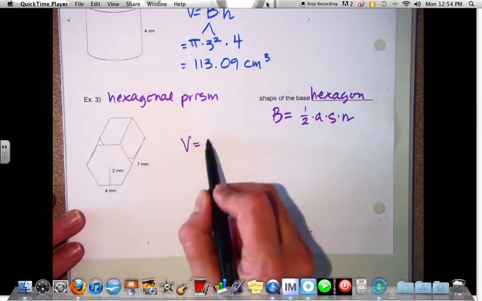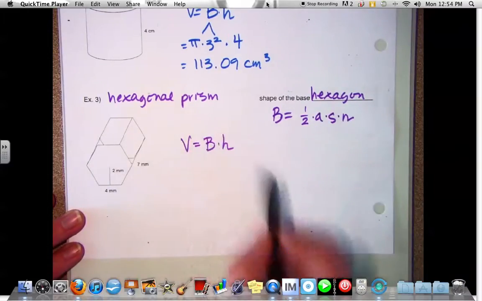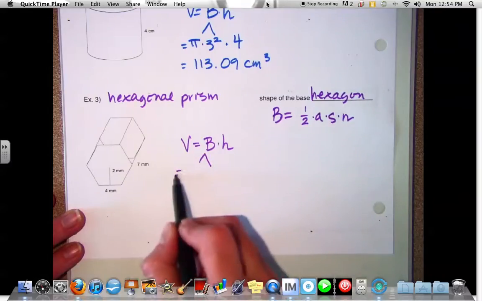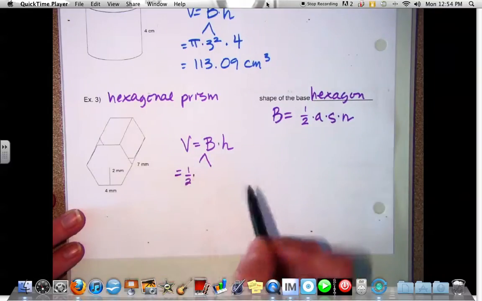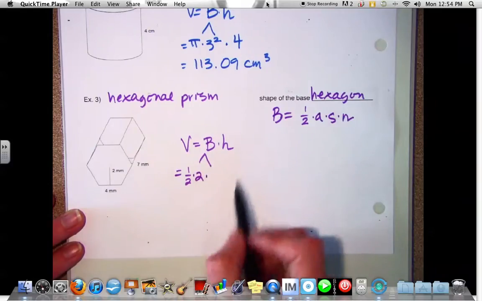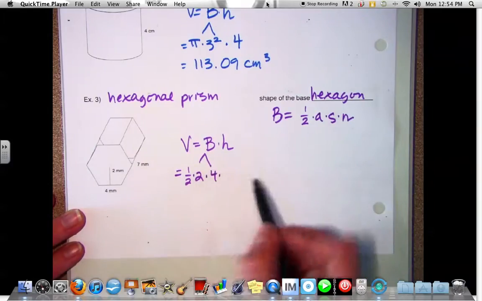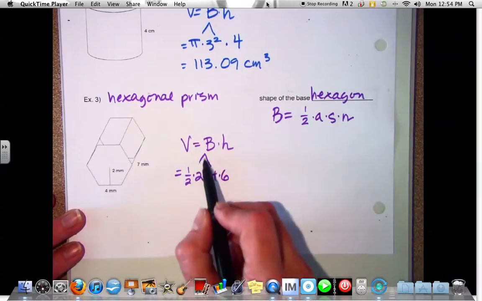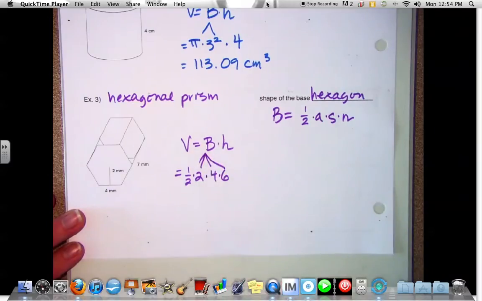So volume equals area of the base times the height. So in this problem, we have 1/2 times, what's our apothem? 2. What's our side length? 4. How many sides do we have? 6. So all of this gives us the base.